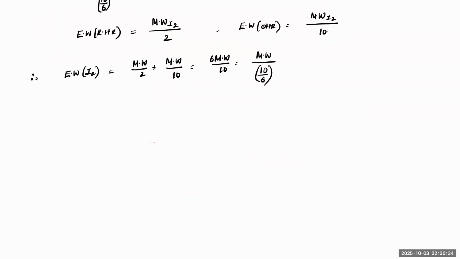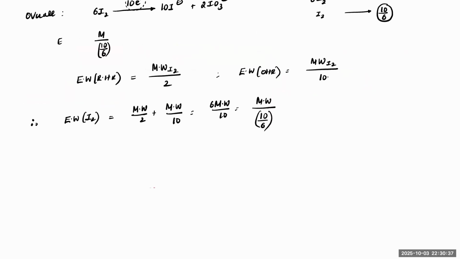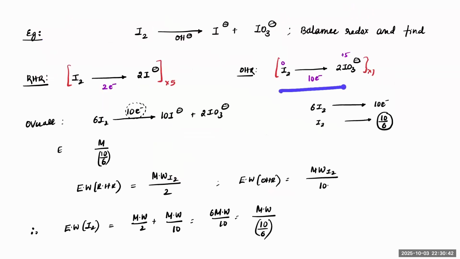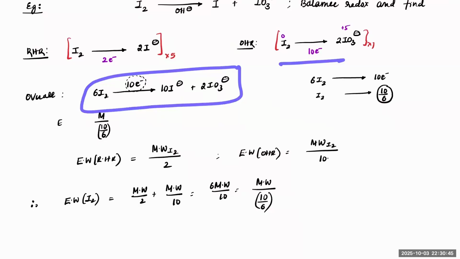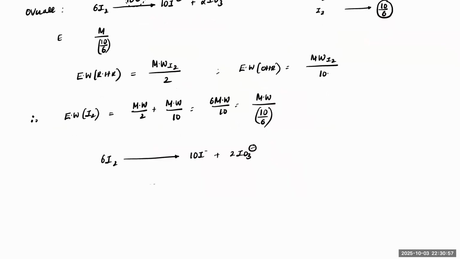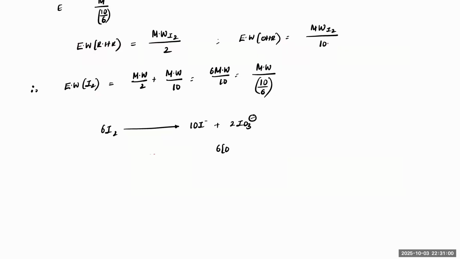If you have to balance this reaction, because we already know how many electrons are being given here and how many electrons are being transferred here, this is the electron balance reaction already. So 6I2 is giving 10 I minus plus 2 IO3 minus, which makes a total of 6 oxygens here. This is the rich side. On the rich side, to balance that, I have to add 6 moles of H2O and counterbalance that with double the number of OH minus.